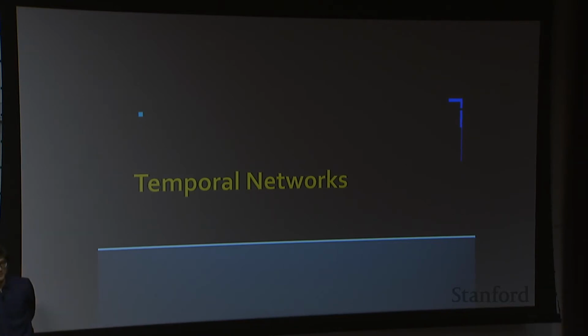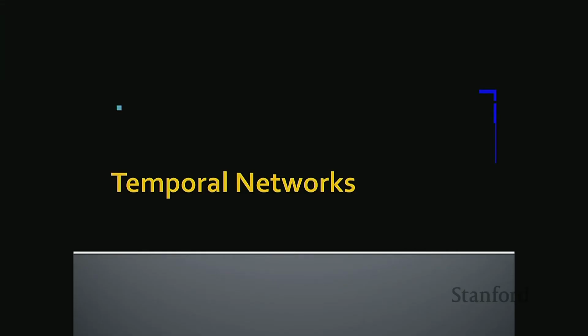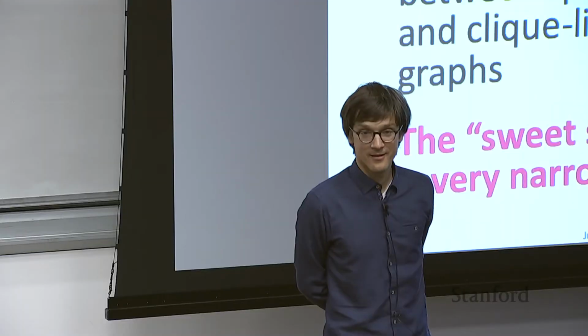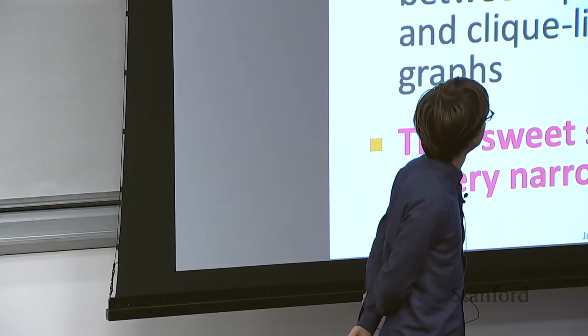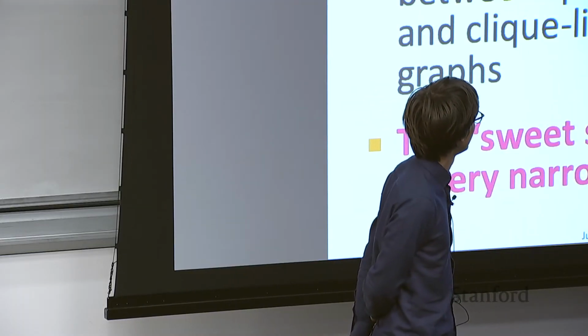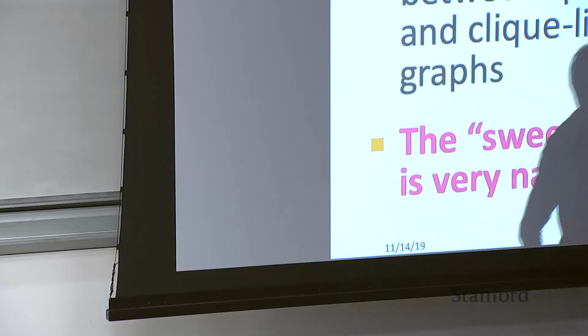Are there any questions? Yes? Go back to the last slide. Why does the diameter increase when the forward burning probability is going from 0 to 0.4? So why is diameter increasing here?